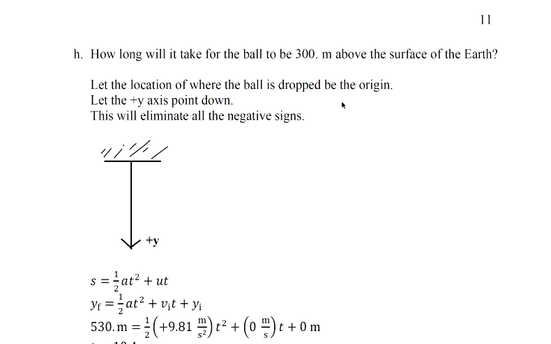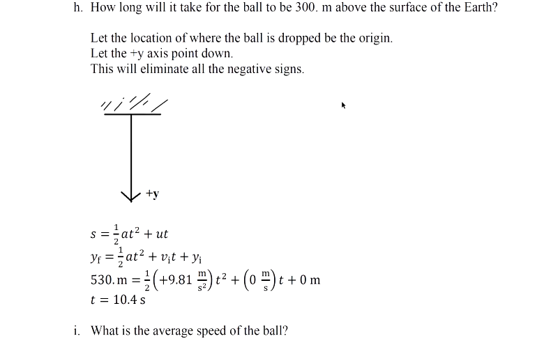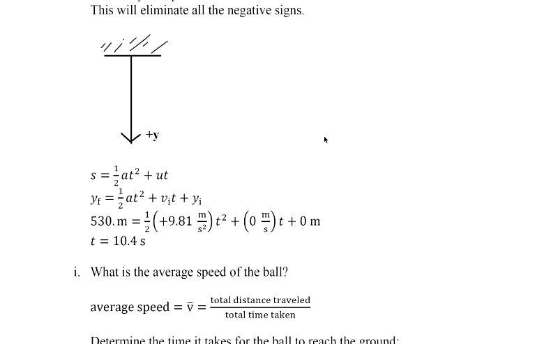Part H: How long will it take for the ball to be 300 meters above the surface of the Earth? So for 300 meters above the surface of the Earth, y final is 530. Y initial is 0, because I'm saying where I drop it, y initial is 0. That's the origin. Solve for time.